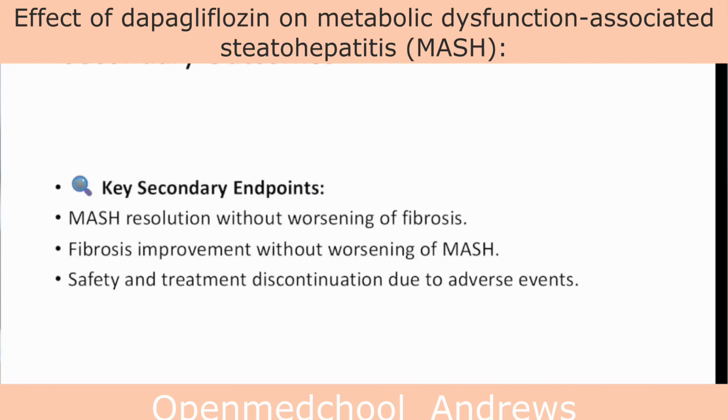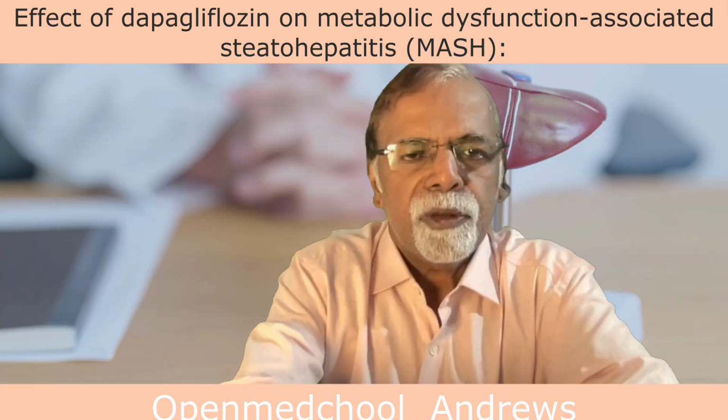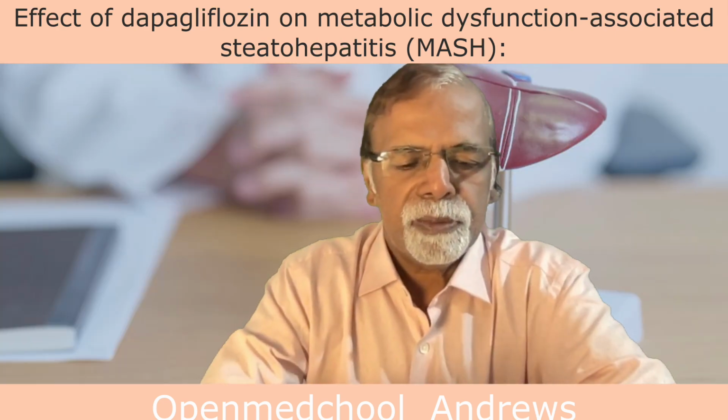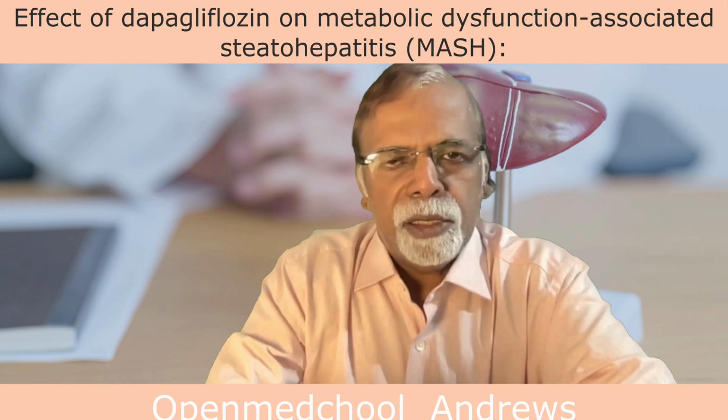Secondary outcomes were MASH resolution without worsening of fibrosis, fibrosis improvement without worsening of MASH, safety, and treatment discontinuation due to adverse effects. So these were the primary outcomes and secondary outcomes.